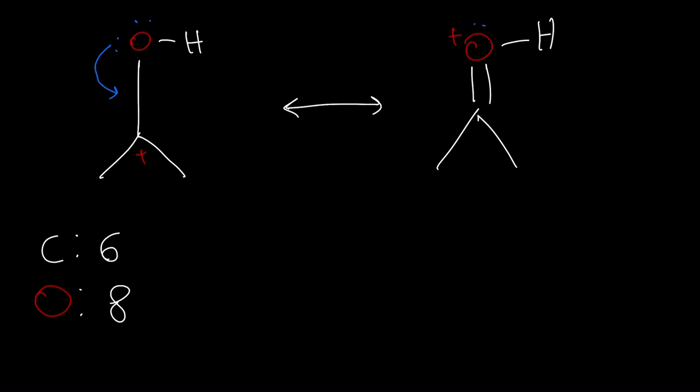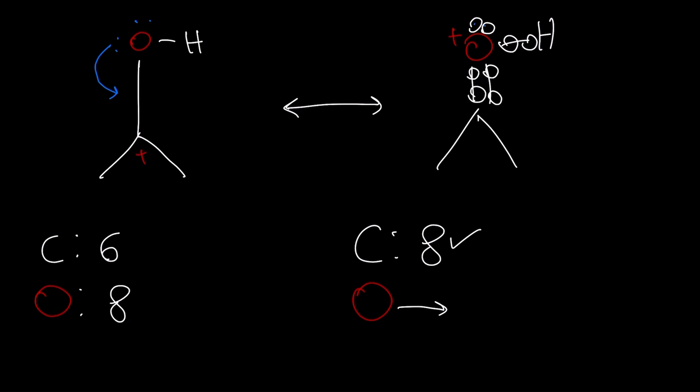On the right side, this carbon does obey the octet rule because it has 1, 2, 3, 4 bonds, and each bond is 2 electrons, and 2 times 4 is 8. So this carbon follows the octet rule. The oxygen, let's check if that follows the octet rule. The oxygen has 1, 2, 3, 4, 5, 6, 7, 8 electrons around it, so it also does follow the octet rule. And keep in mind that each bond has 2 electrons in it, and each lone pair has 2 electrons as well.